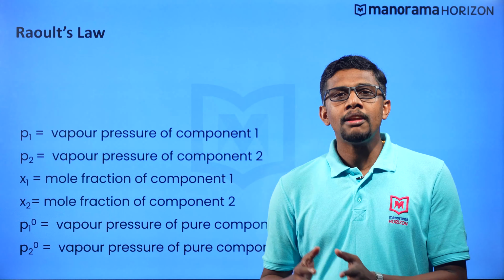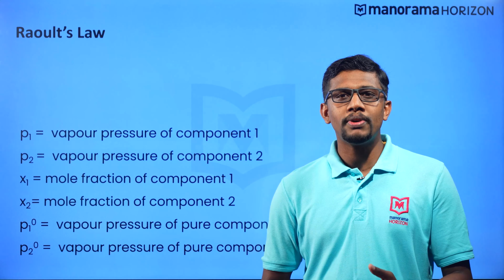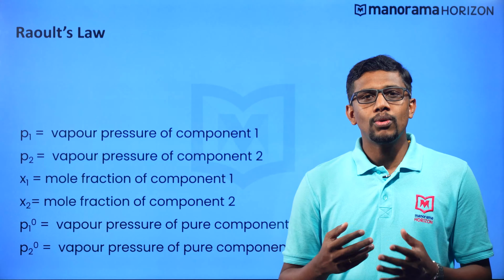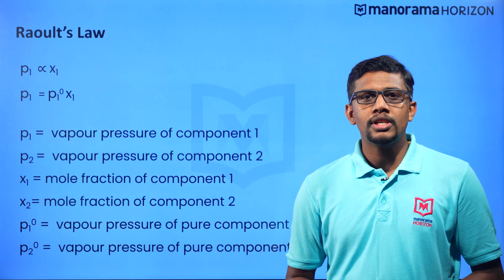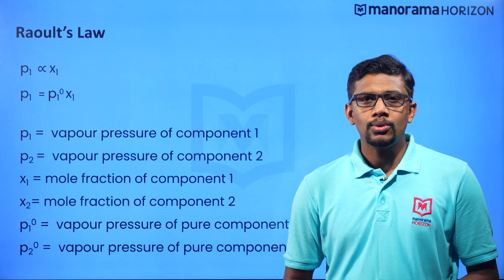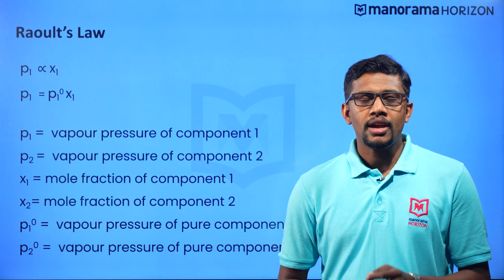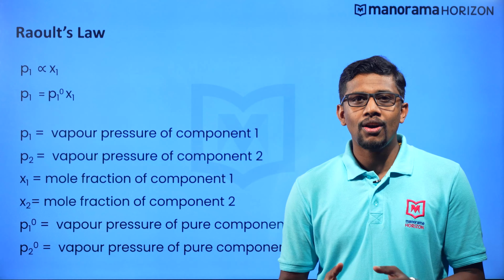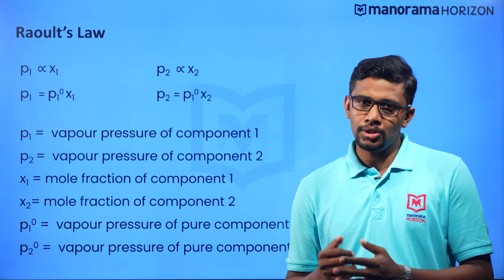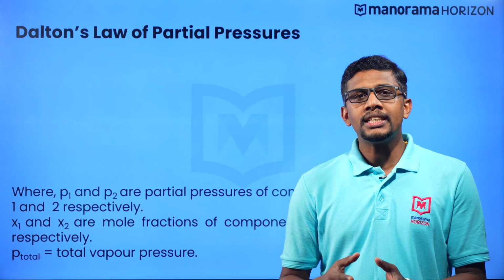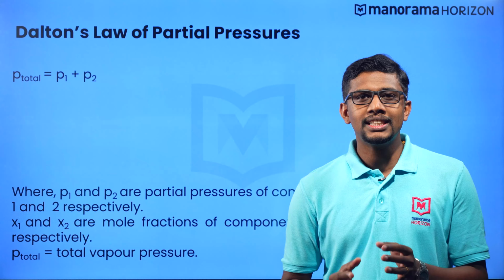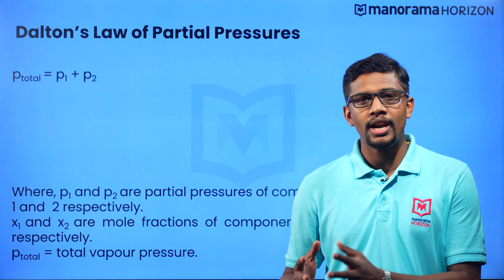If P1 and P2 are the partial pressures exerted by components 1 and 2 respectively, then by Raoult's law, P1 is directly proportional to x1, the mole fraction of component 1, or P1 is equal to P1⁰ into x1, where P1⁰ is the vapor pressure of pure component 1. Similarly, you may write the equation for component 2. Now, by applying Dalton's law of partial pressures, the total pressure of the solution is the sum of the partial pressures of components 1 and 2.